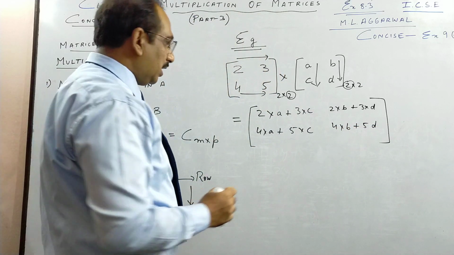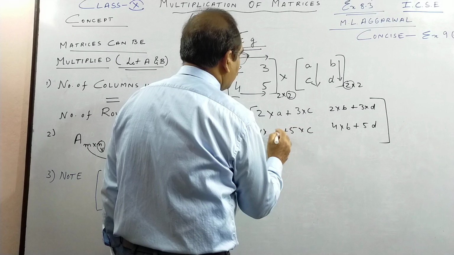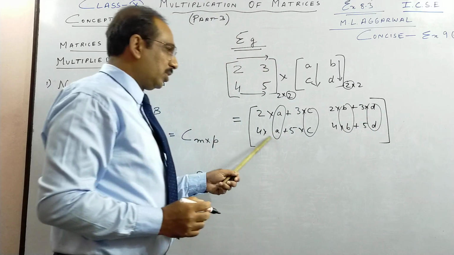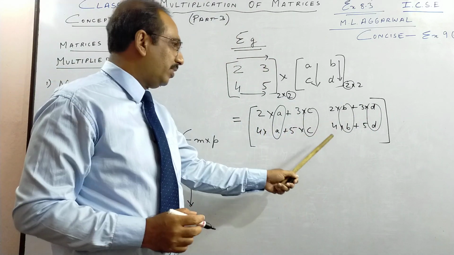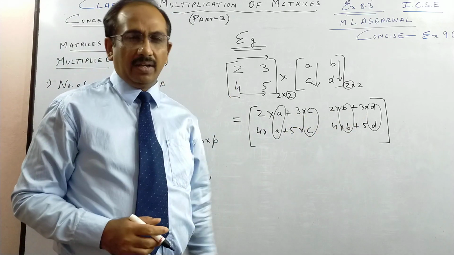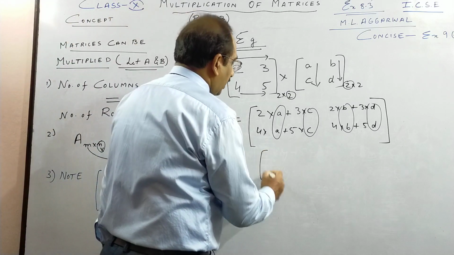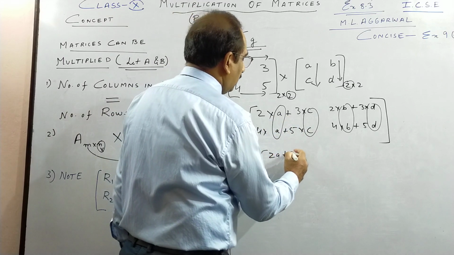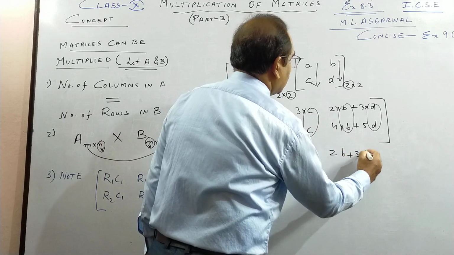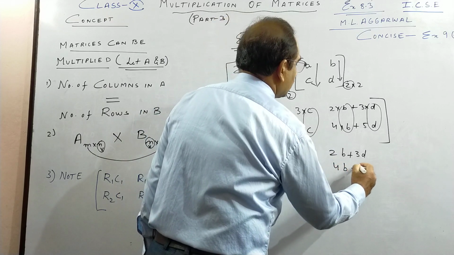One thing, children: you will see a pattern here. These things are generally the same, 2 3 2 3, 4 5 4 5. If you make any mistake, check it this way. The more you practice, the better; if you don't practice, you will get the wrong answer. So if I multiply, I get 2A plus 3C, 2B plus 3D, 4A plus 5C, 4B plus 5D.